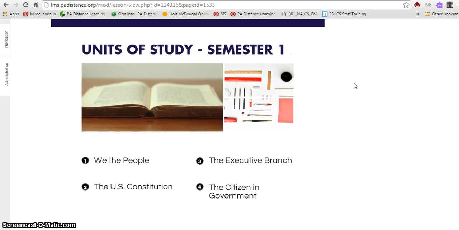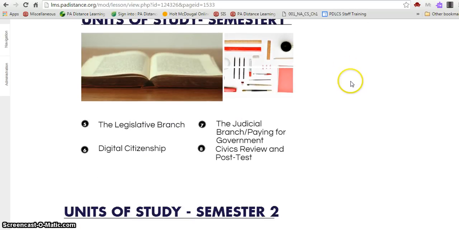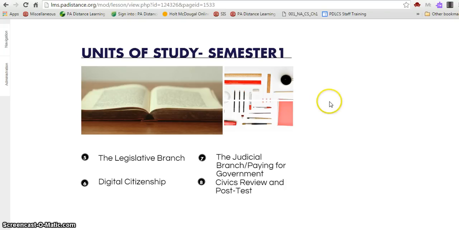What the heck do we study in this class? Take a look at the units of study listed here. So in our first semester, we're going to look at the Constitution, kind of setting up what exactly civics is in our We the People unit. And then we talk about the executive branch, which means the presidency. We talk about the citizen in government, so what we do and how we take part in the government. We continue onwards to talk about the legislative branch. That's Congress. If you've ever heard of the Senate or the House of Representatives, that's what we're talking about.